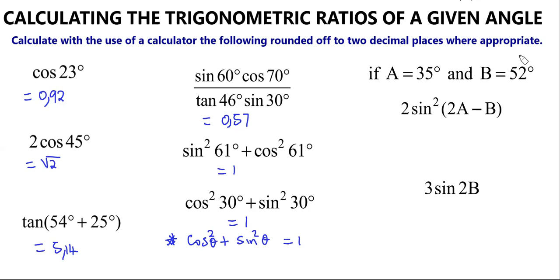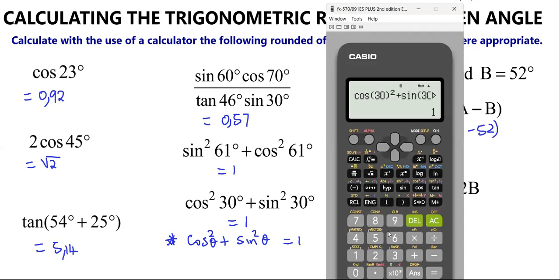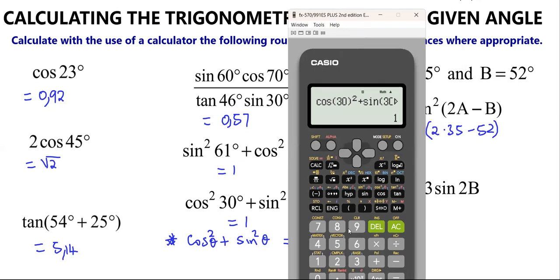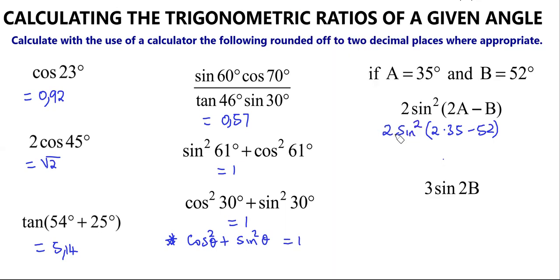A is 35, B is 52. So what is 2 sine squared (2a minus b)? What I would say is 2 sine squared in bracket 2a, which is 2 times 35, minus 52. What do we get there? Let's see what we get: 2 times 35 minus 52. We get 18. So here is 2 sine squared 18.